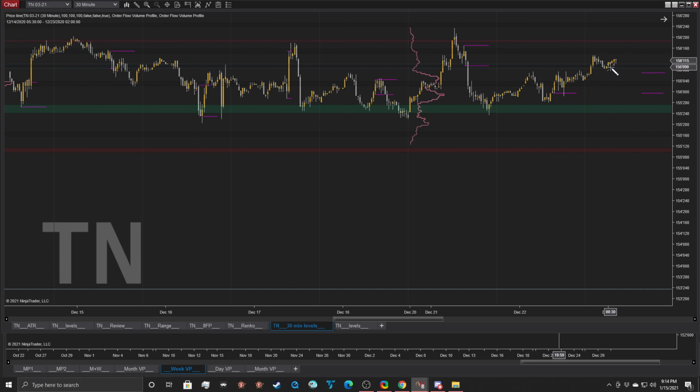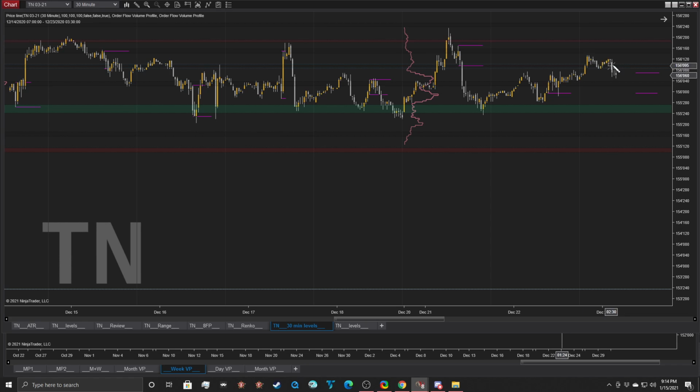We don't even really do anything with it. You see how it's jumping around in here? What that's telling me is old acceptance is going to be tested. New acceptance based on the overnight session. We could possibly see a micro rotation on this day in between these two areas.